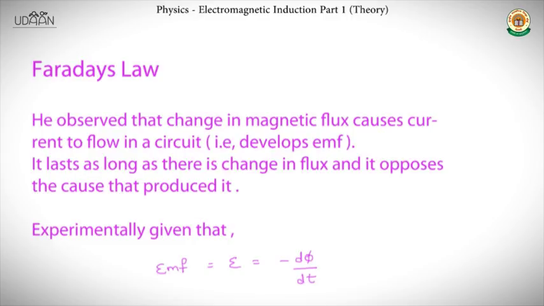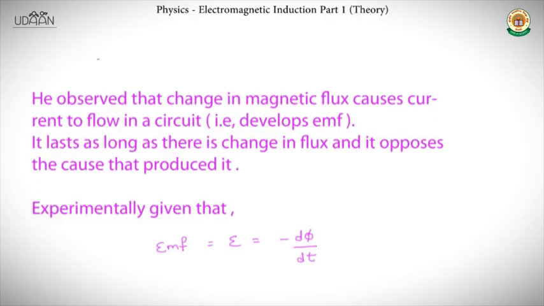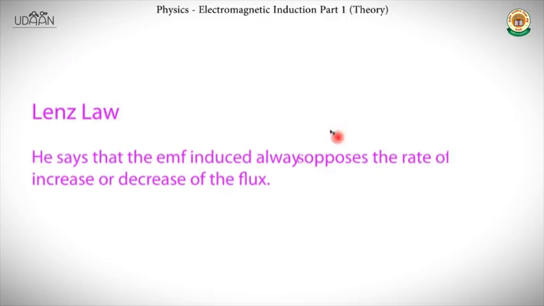So basically we say that as long as the flux keeps changing, that is, as long as the rate of change of flux, d phi by dt, is not zero, we would have a non-zero value for the electromotive force that would cause the current to flow in the circuit, developing EMF. And the direction of this EMF will be the negative of the direction of the change in flux, because it is meant to oppose the cause that actually produced it.